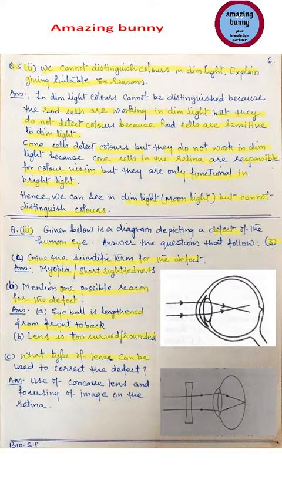What type of lens can be used to correct the defect? And the answer is use of concave lens. As you can see, this is concave lens, and focusing of image on the retina. This is retina. With the help of concave lens, now the image is finally focused on the retina.